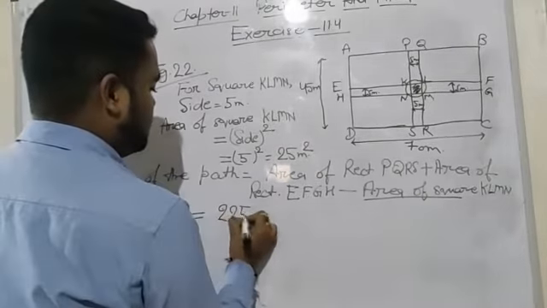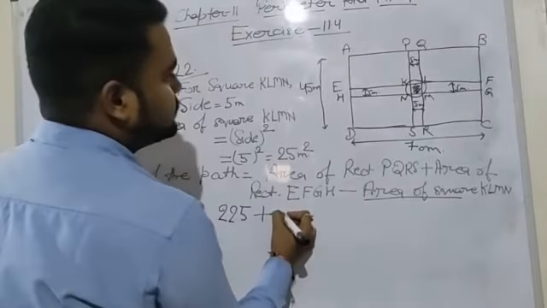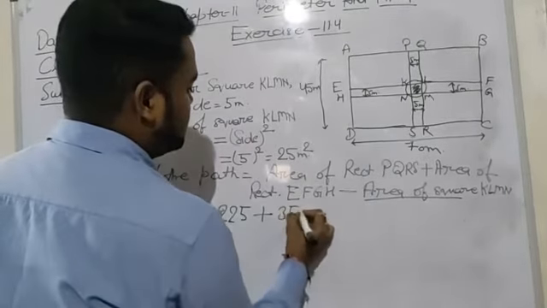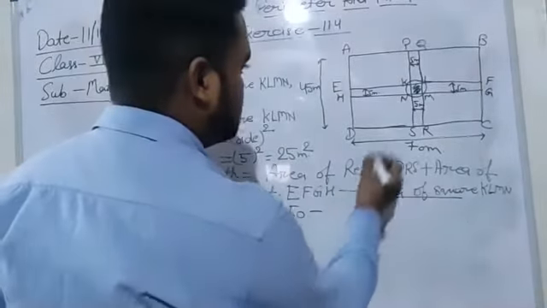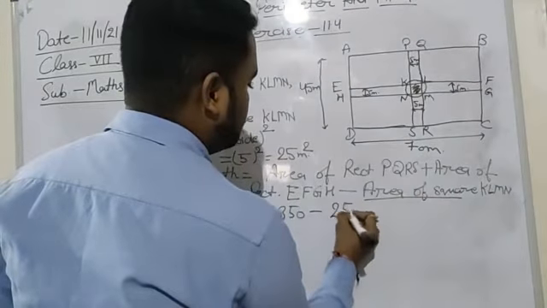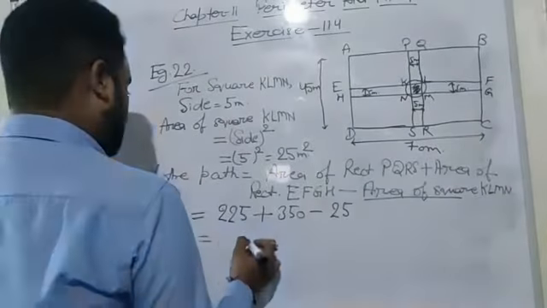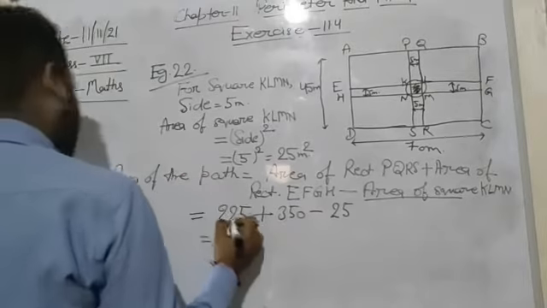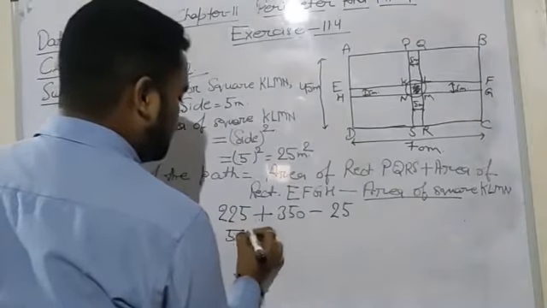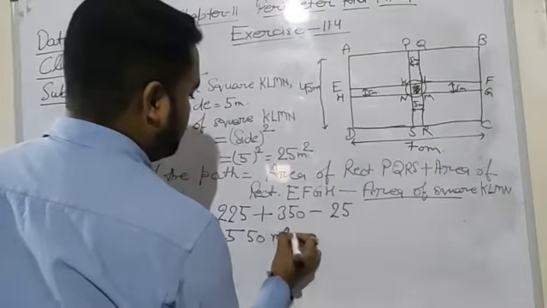225 meter square is the area of rectangle PQRS, and 350 is the area of rectangle EFGH, minus 25 is the area of square KLMN. Now what is the final answer? The final answer is 550 meter square.